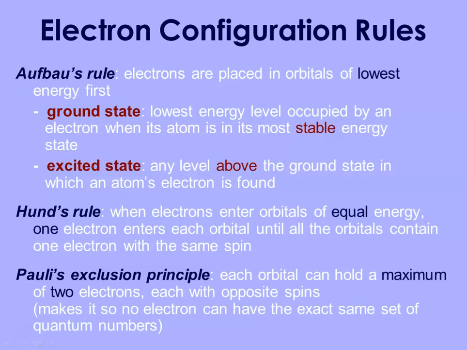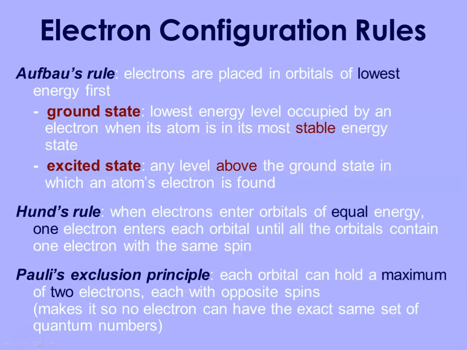All right, this video is going to focus on electron configurations. Electron configurations came about as a way to put some practicality behind quantum numbers. And there are three main rules that electron configurations follow.